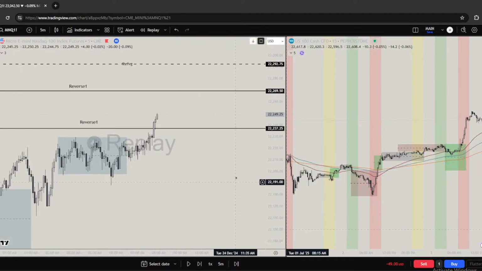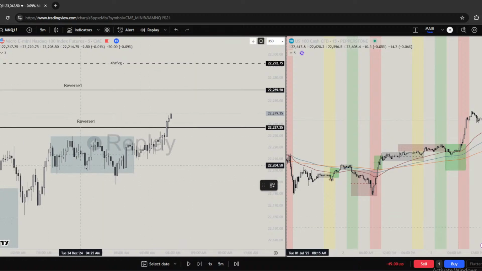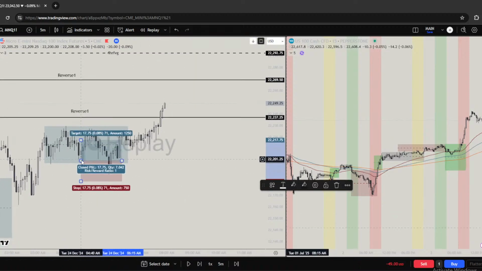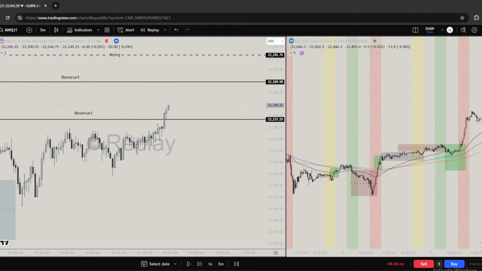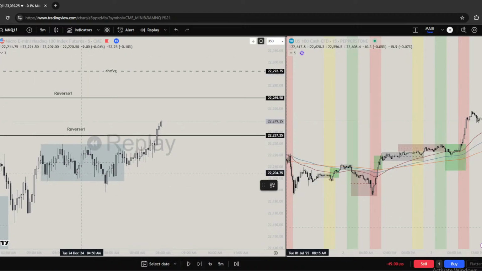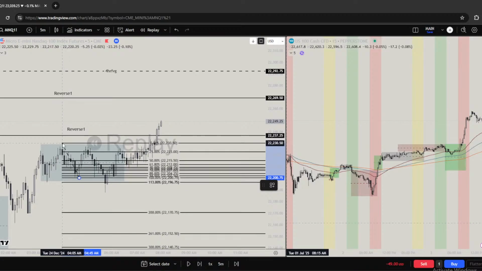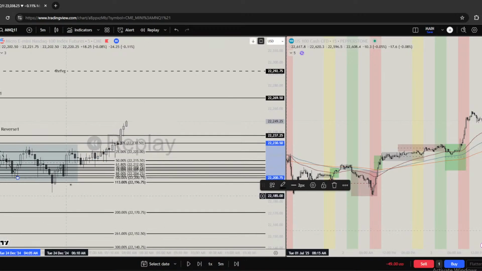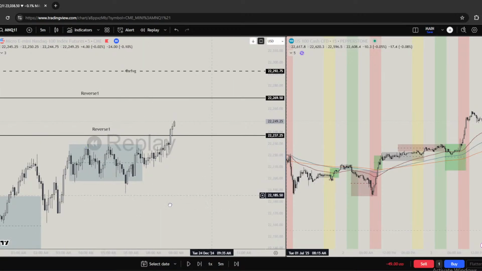Okay. Okay. I keep getting caught in the wash. I need to stop doing that. Reverse at the right, the 113.